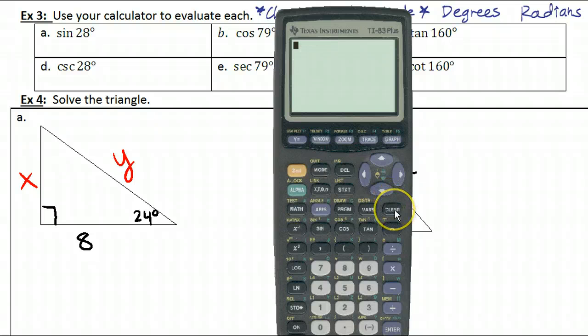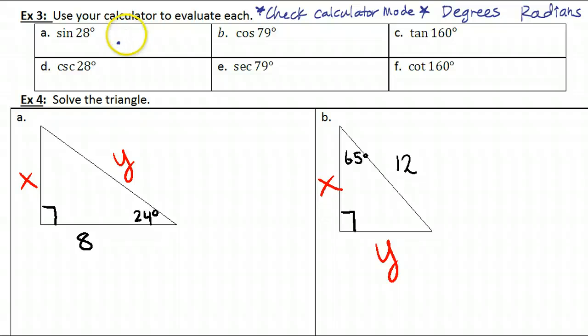And so let's type them all up. Sine, cosine, and tangent are easy because I have those buttons on my calculator. Sine is right here above the second column of numbers. I just type it all up and I get my answer. We're going to do these to 3 decimal places, so 0.469 for sine of 28.